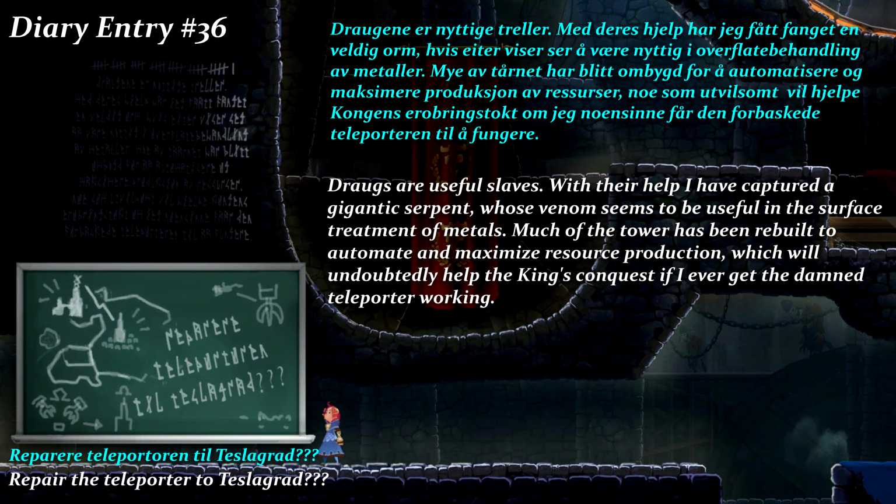Entry 36. Draugs are useful slaves. With their help, I have captured a gigantic serpent whose venom seems to be useful in the surface treatment of metals. Much of the tower has been rebuilt to automate and maximize resource production, which will undoubtedly help the king's conquest if I ever get the damned teleporter working.